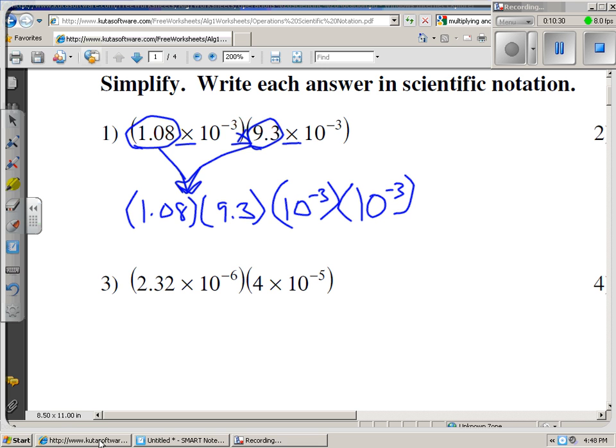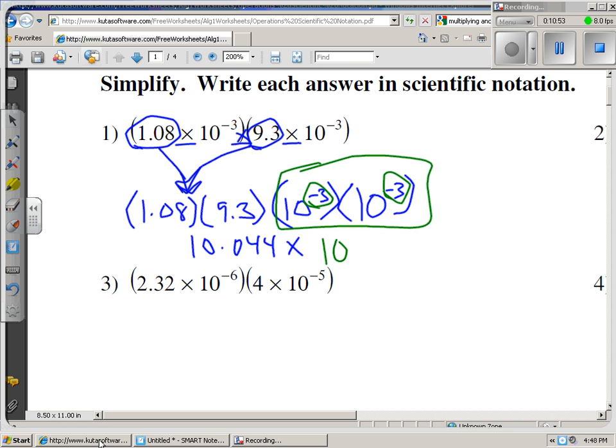1.08, I'm going to use a calculator and multiply that by 9.3, and we get 10.044. Then I'm going to multiply that by 10 to the negative third times 10 to the negative third. When the bases are the same, you add up the exponents. So it's going to be 10 to the negative third plus a negative 3. And this becomes 10.044 times 10 to the negative 6.